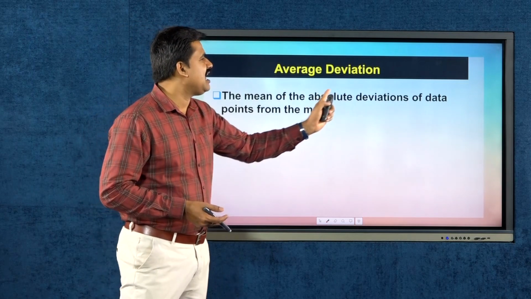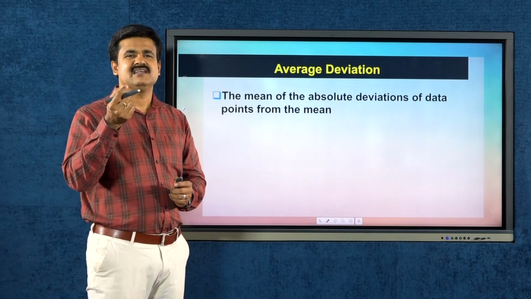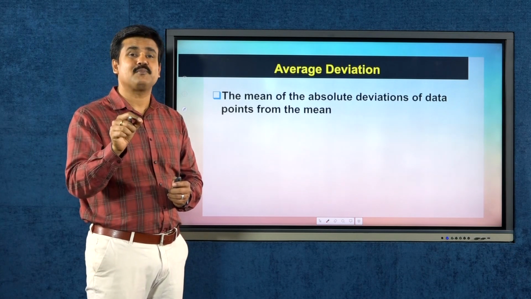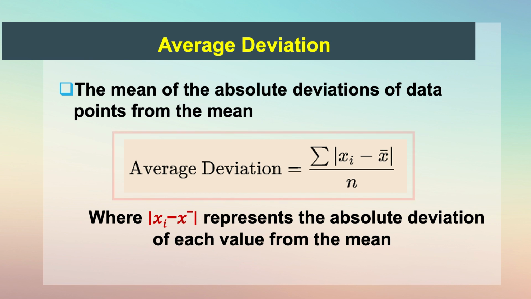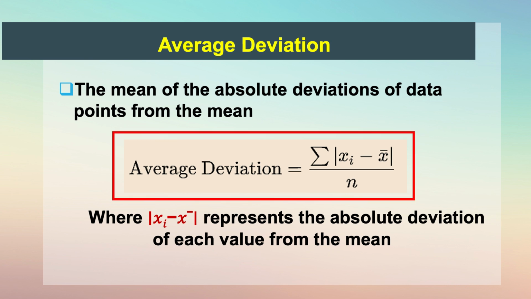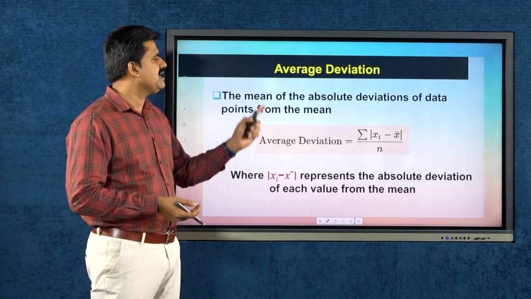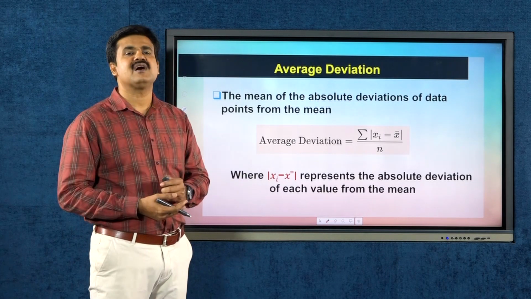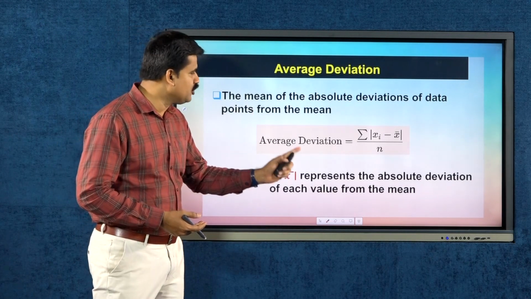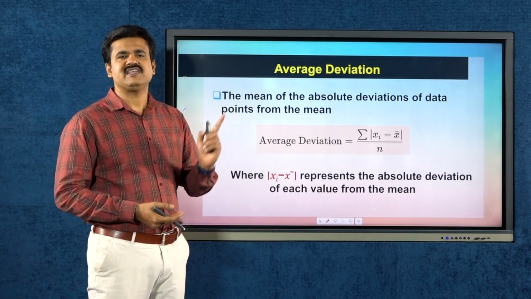The mean of the absolute deviations of data points from the mean, that is mean of absolute deviation from a central point, that is the average or the mean. Average deviation can be calculated by using this expression, sum of modulus of xi minus x bar divided by n. It is clear that x bar is the average and xi represents individual measurement, and also modulus of xi minus x bar represents the absolute deviation of each value from the mean.